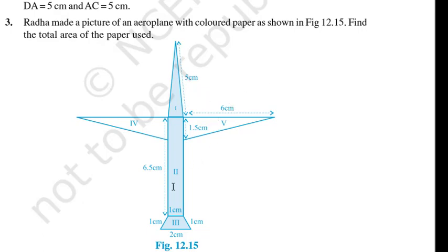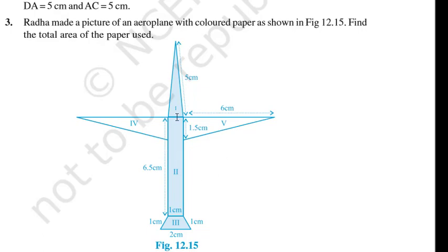Now this aeroplane was divided in 5 parts, 1, 2, 3, 4 and 5. Now this fourth part and 5 part, they are identical parts. We have to find area of all these 5 parts and then we have to add them, because what is asked? Total area of the paper used. So total area of the paper used is sum of all 5 parts. So I will take one by one.